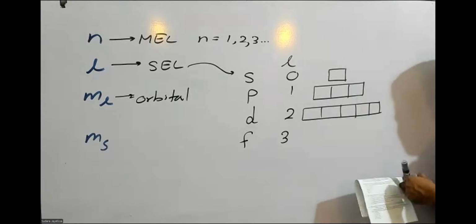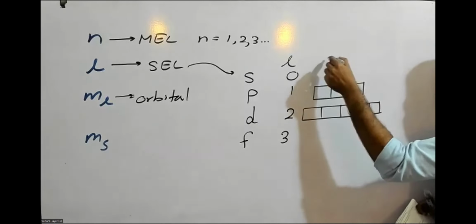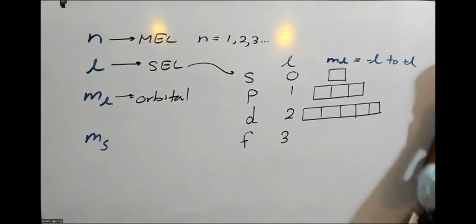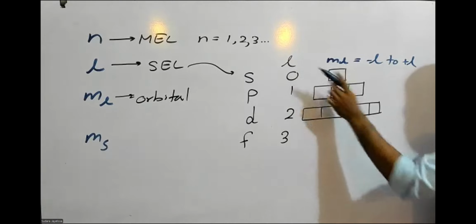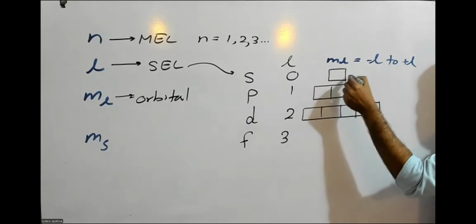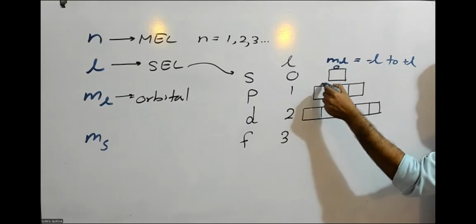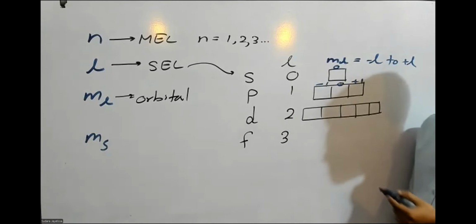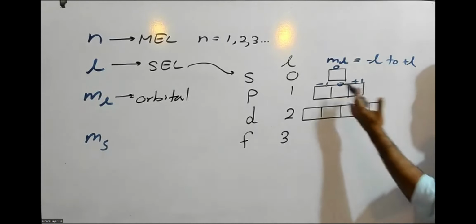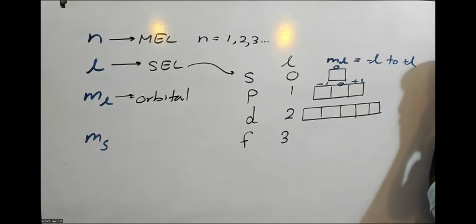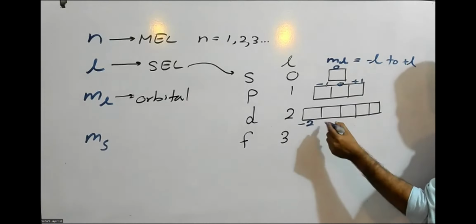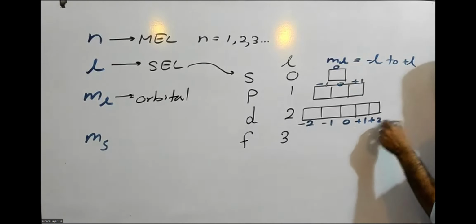We represent them by stating that the values of ml will be from minus l to plus l. So the magnetic quantum number for the s sub energy level will be 0, and for p it will be minus 1, 0 and plus 1. Can you now understand why we selected this? Because we can easily label them from minus 1 to plus 1, isn't it? We can give 3 numbers, that's why we selected that. Likewise for d, it is minus 2, minus 1, 0, plus 1 and plus 2.